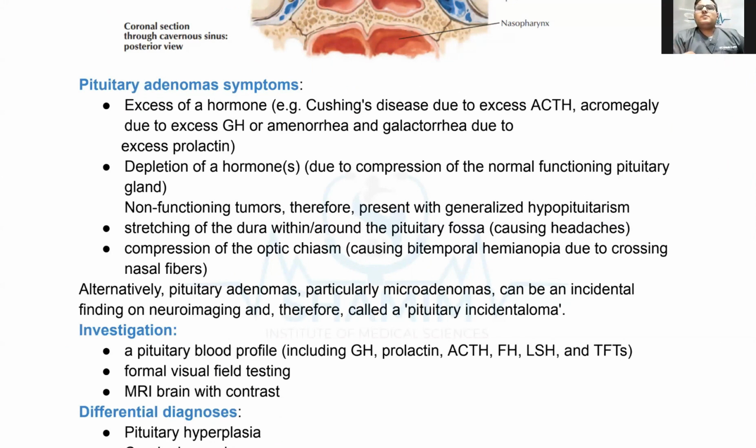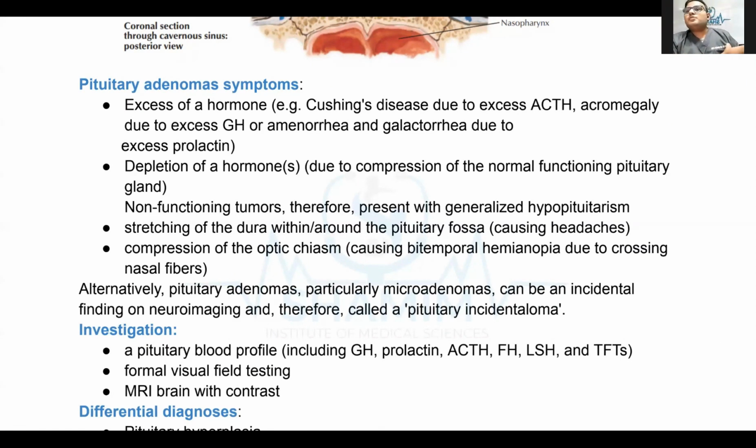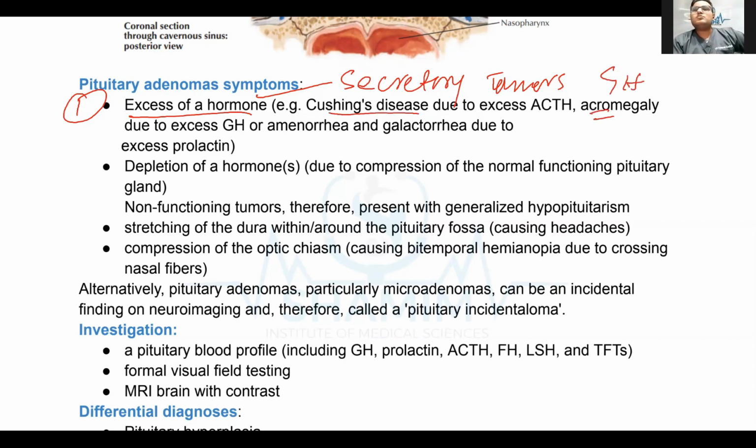Okay. So it presents with excess of hormone because of hyperpituitarism. If there is a secretory pituitary adenoma, it will present with excess of hormone. So first of all, the presentation when there is excess of hormone in the secretory tumors. What will be secreted depends upon which hormone is being secreted. If there is ACTH excess, that is Cushing disease or Cushing syndrome. If growth hormone is in excess, it will lead to acromegaly. If prolactin is in excess, it will cause amenorrhea and lactation.